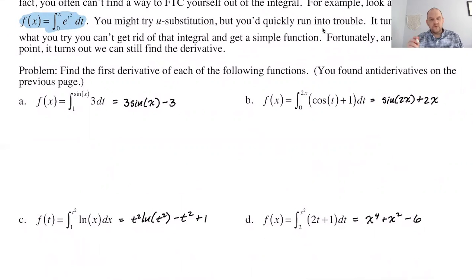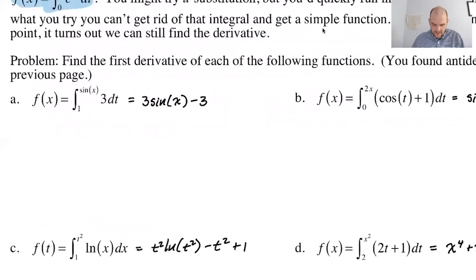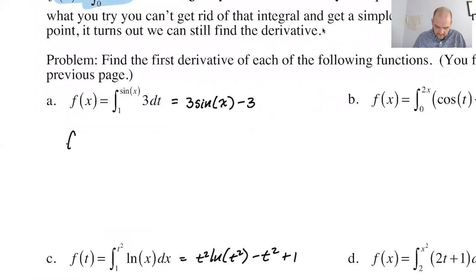So we did the integral from 1 to sine of x of 3 dt, and we got 3 sine of x minus 3, and so on. What we're going to do now is find the derivatives of these things. So f prime of x is, I'm going to find the derivative of that. What is the derivative of that? Okay, so I'm going to say that it is 3 times the derivative of sine, which is cosine of x. And then the -3 just disappears.